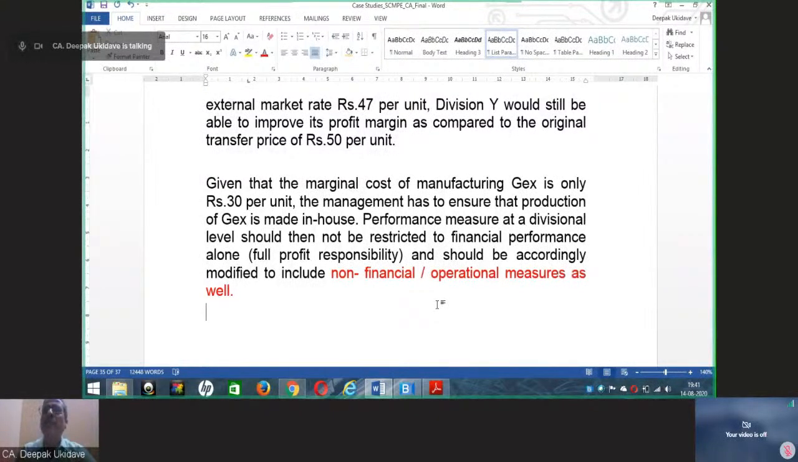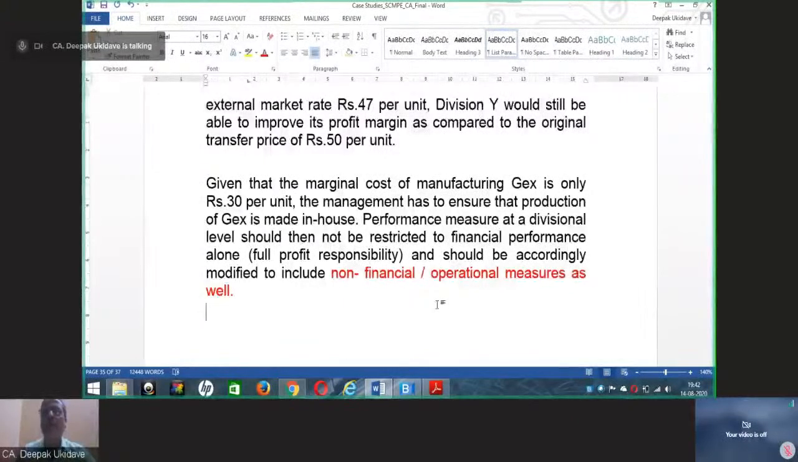But in the process, who is affected is division X manager, because division X manager was supplying for the last 3 years at 50 rupees. Suddenly now he has to supply at 46 rupees. So obviously he has to take a cut in terms of the profitability of his division.